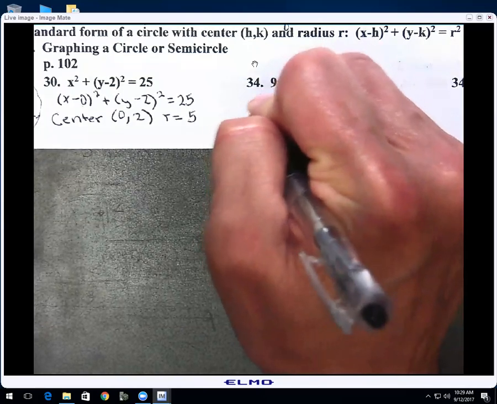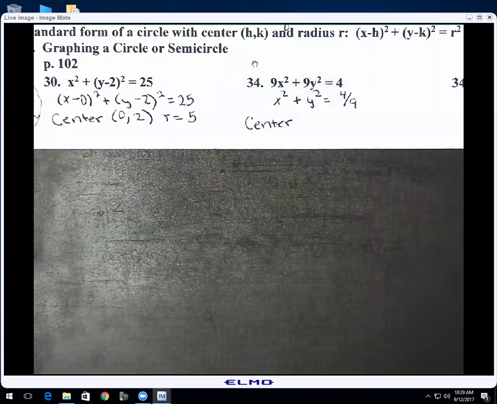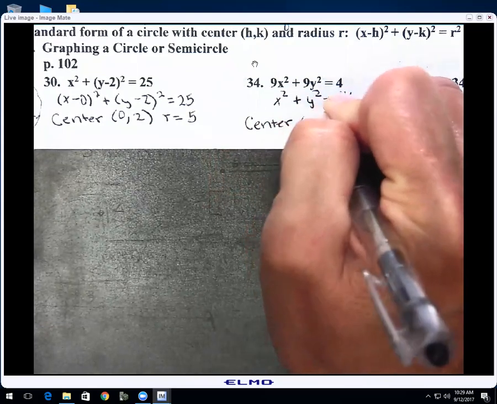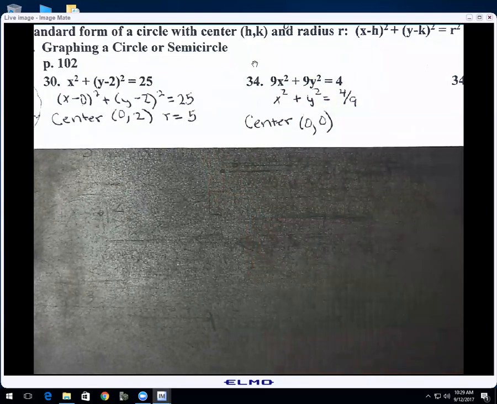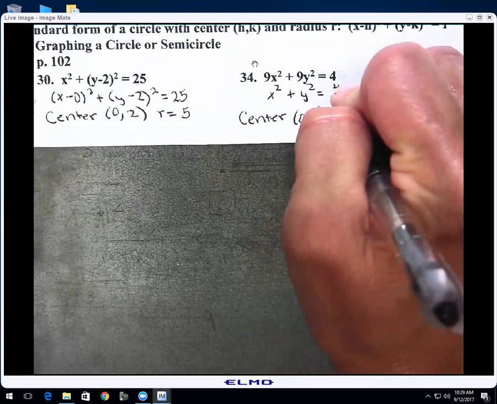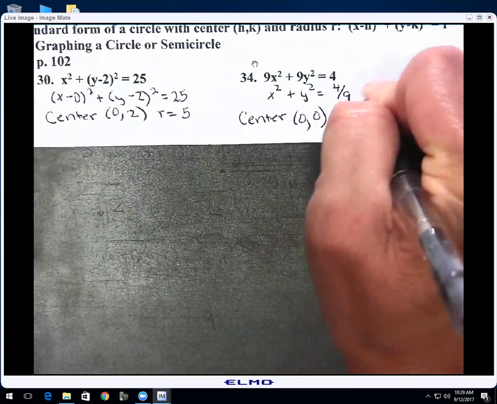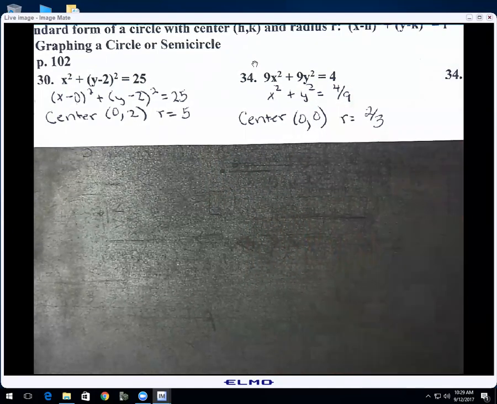So what is the center of that circle? 0, 0. Nothing subtracted from the x before it's squared. Nothing subtracted from the y before it's squared. The center is 0, 0. And what's the radius? 2/3.